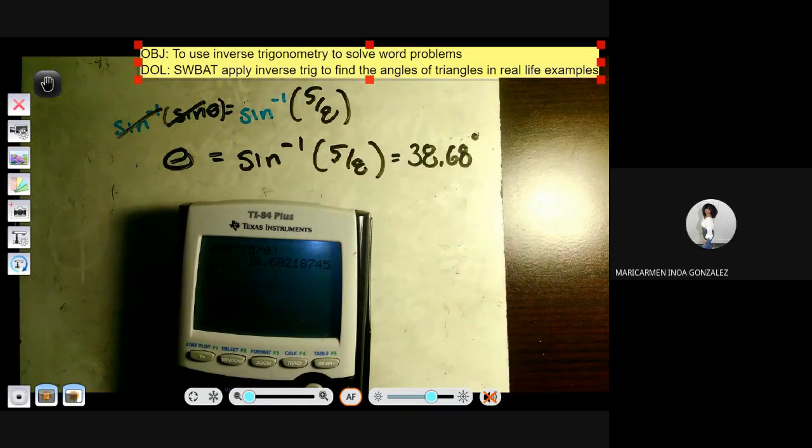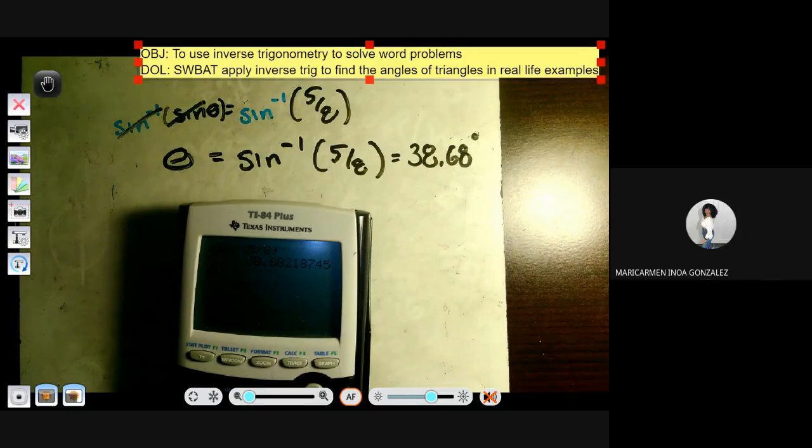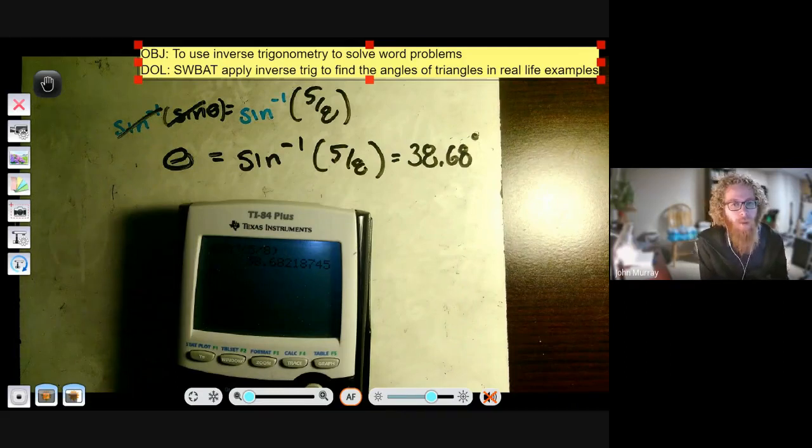So we don't round? Sometimes they'll tell you to round to the first place. So if you told me 38.7, you'd be fine. But usually we want at least one decimal point. If I just said 39, that's not as accurate.